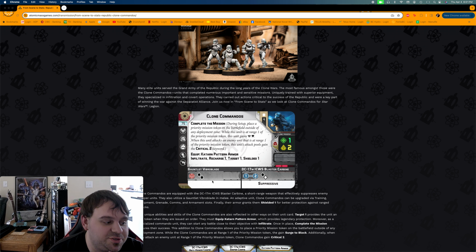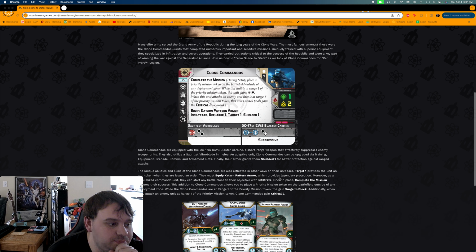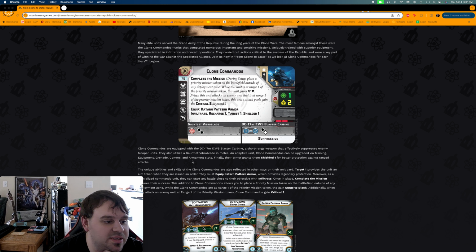So melee of two black dice and a range 1-2 blaster, which is black-white suppressive. Clone Commandos are equipped with the DC-17M ICWS blaster carbine, a short-range weapon that effectively suppresses enemy trooper units. They also utilize a gauntlet viro blade. It's kind of cool in melee. An adaptive unit, Clone Commandos can be upgraded via training, equipment, grenade, comms, and armament slot. Yeah, training. That's what it was. I always forget that it's called training. Yeah, armament, the gun. Finally, their armor grants them shielded one for better protection against ranged attacks.